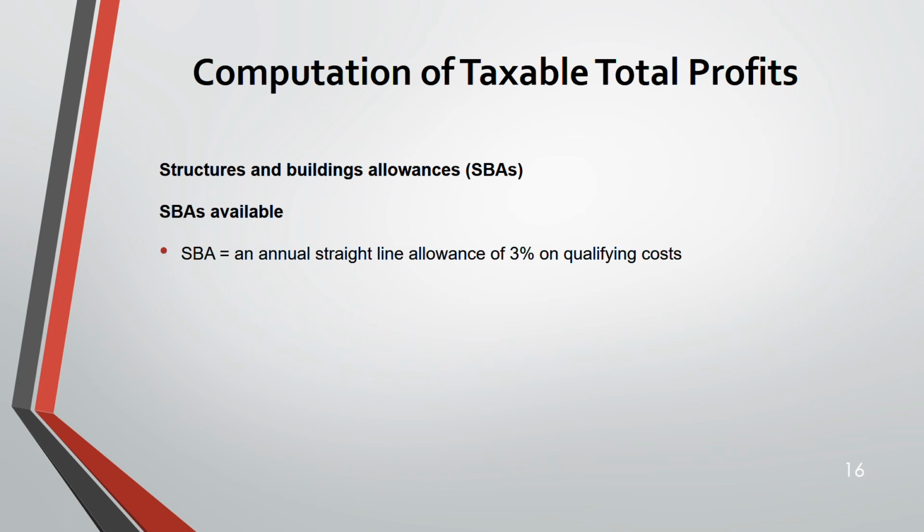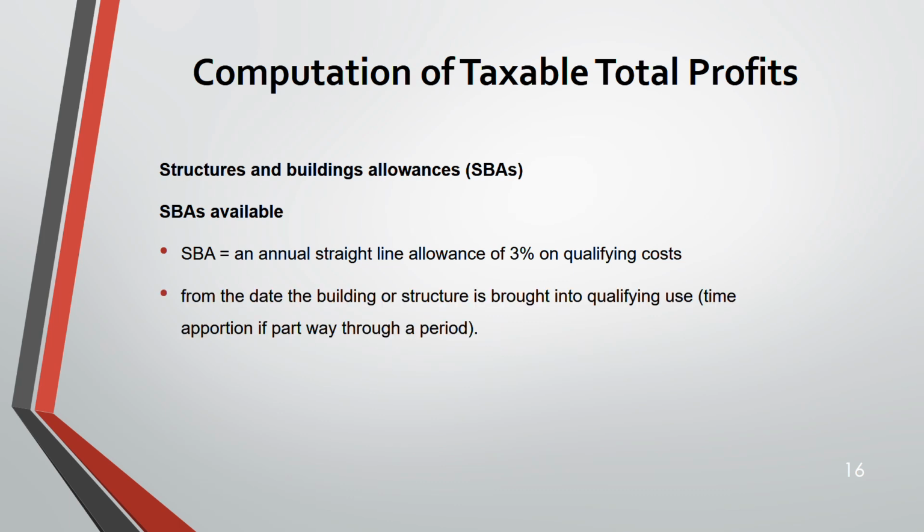Here, SBAs are available on a straight line allowance of 3% on the qualifying cost. Take the cost, apply 3%. That is SBA. It runs from the date the building is brought into the qualifying use, okay, you have to time apportion if partway through a period. Let's say it is available for 6 months. It has been brought into qualifying use. Then you have to take 6 months.